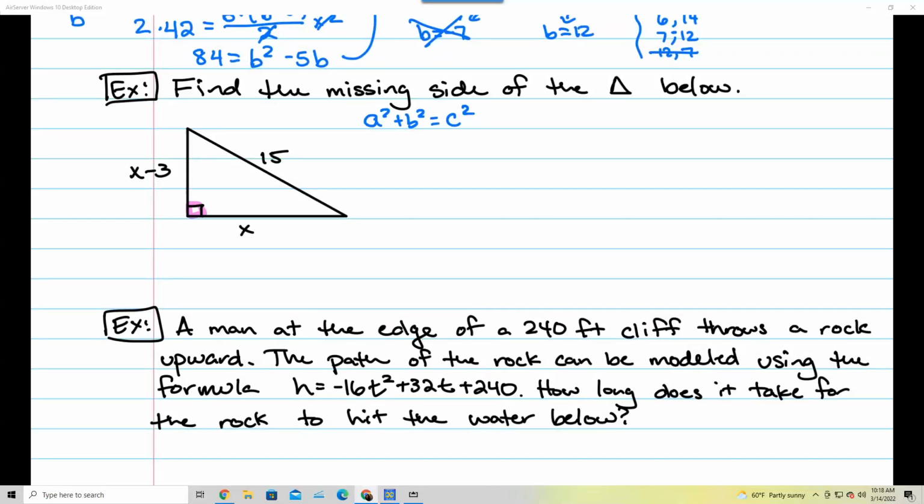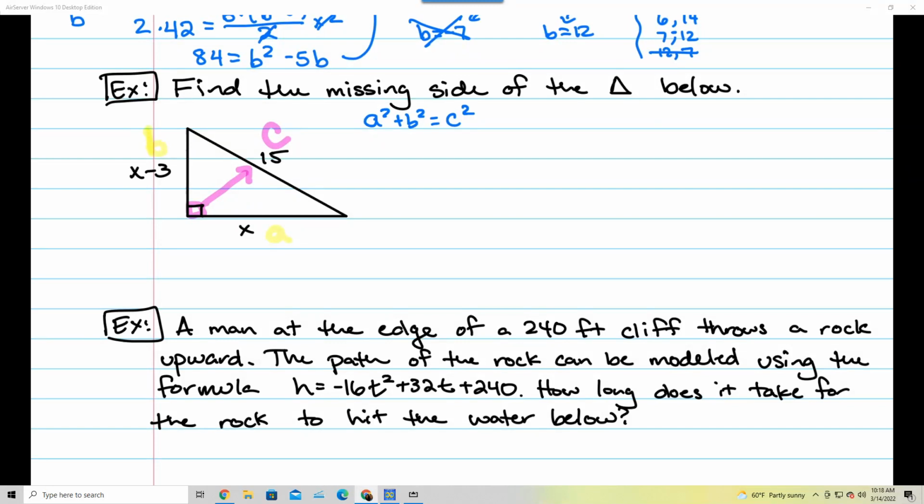So here's my 90 degrees. The side that's not touching the 90 degrees is your hypotenuse. So that means the 15 needs to be c. And if the 15 is c, then I'm going to go ahead and label the other ones. Then this is going to be my a, and this one's going to be my b.